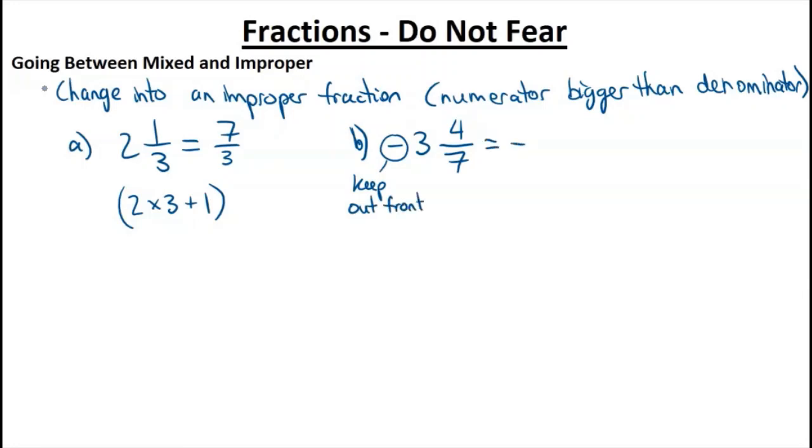So this is equal to negative 3 times 7, so 3 times 7 plus 4. Not minus 4, the negative is just staying out front. It's just making the whole thing negative. But the fraction part of it is still the fraction part of it. So 3 times 7 is 21, plus 4 is 25. So it's negative 25 over 7. So there you go. We just kept the negative out front and treated everything else just as we did before.